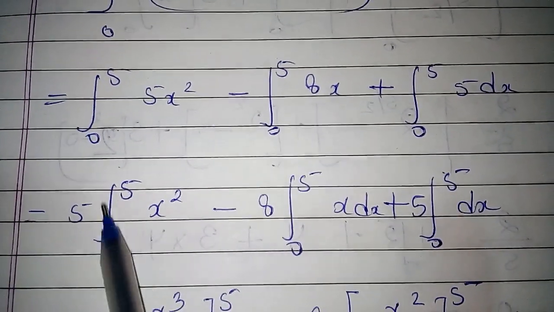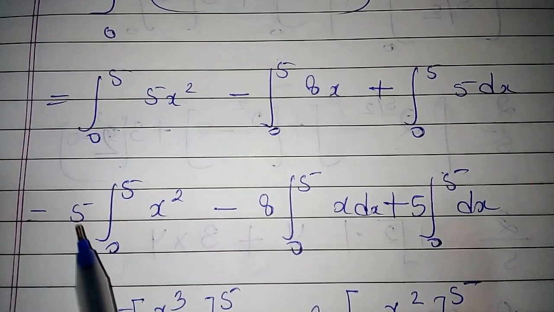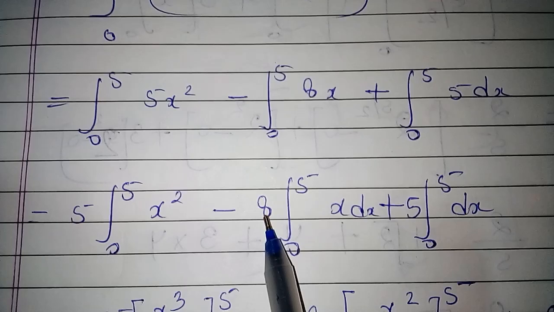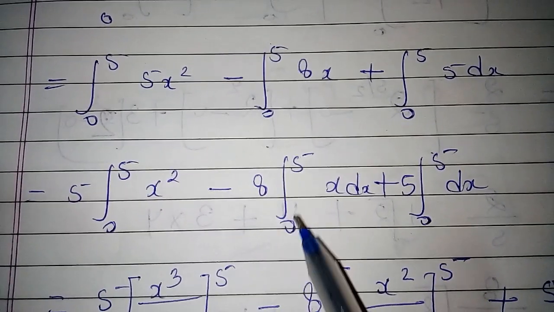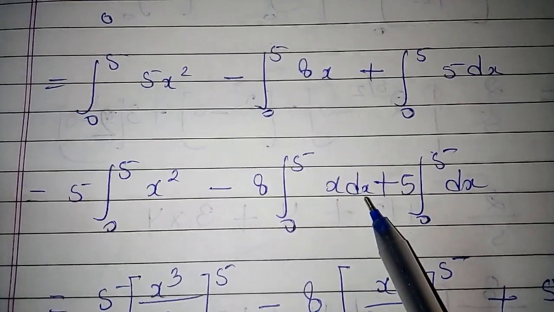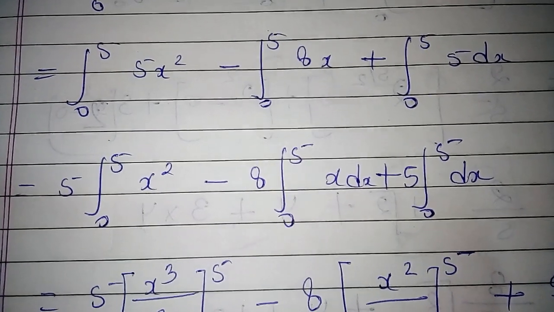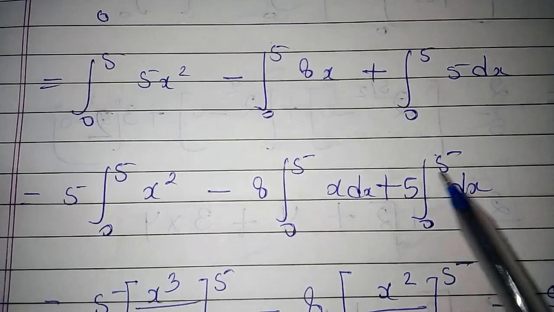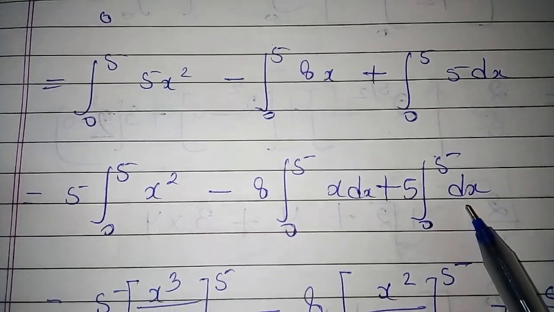Now take the constant outside. So this is equal to 5 times integral 0 to 5 x square. Why we will take 5 here? Because 5 is a constant. Minus, similarly 8 is a constant, so we will take it outside, integral 0 to 5 x dx. We will only integrate the function with x. Plus 5 integration 0 to 5 dx.